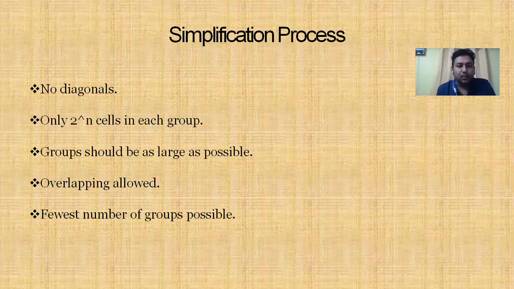Next one, the groups should be as large as possible. That is the meaning of this line: the group should be larger, because when it can form 8 elements in a group, it should be 8, not divided into 4 and 4. So we are always trying to group the maximum number of entries or cells in a group.